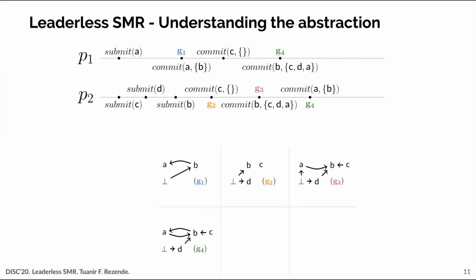And now an interesting case, we have the commit of two different commands that will yield the same dependency graph. We can see in G4 that only C is stable. And then we have the commit of D with an empty set yielding graph G5.